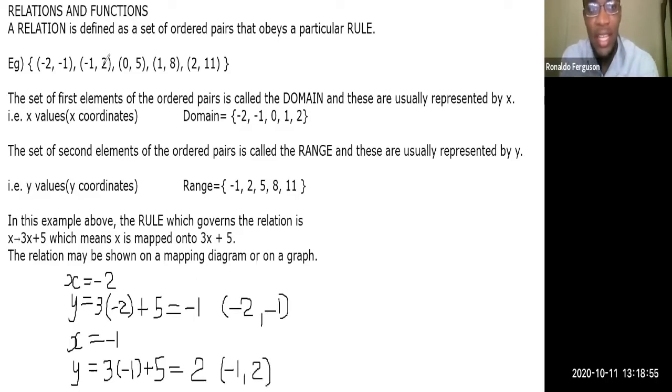And so for each ordered pair in this set, so we have one, two, three, four, five ordered pairs, y is dependent on x and it is defined by the relation y equals 3x plus 5. And so we say x maps to 3x plus 5. That's all a relation is. It's just a mapping from x to y. Most times they use x and y, but the variables can change. So it's just a mapping from one variable to another, and that's a relation. That's all there is to a relation.